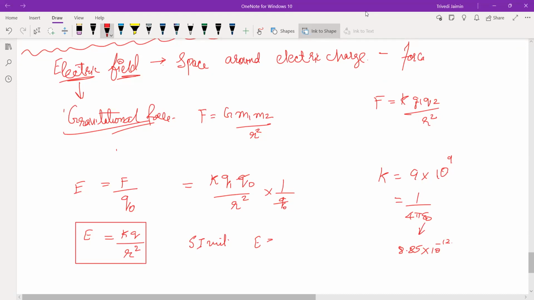What about the unit here? We can get the unit from this formula. Newton per Coulomb. If you want the unit for K, you can get it from here. Cross multiply these two. That's it.